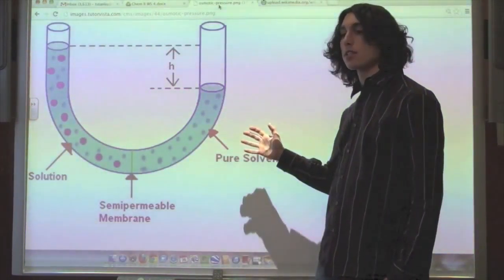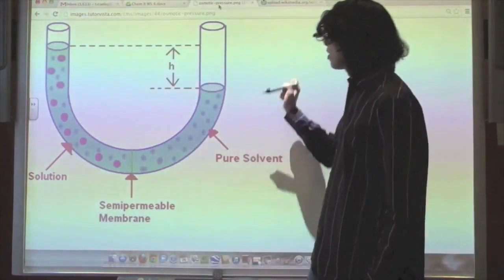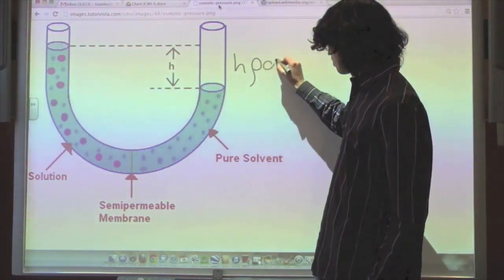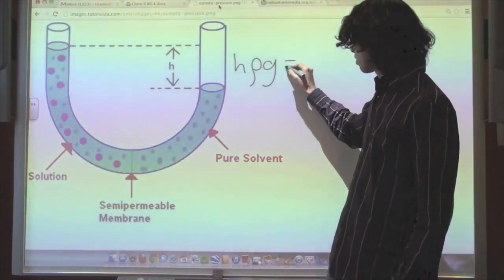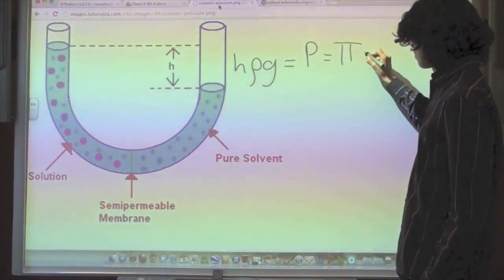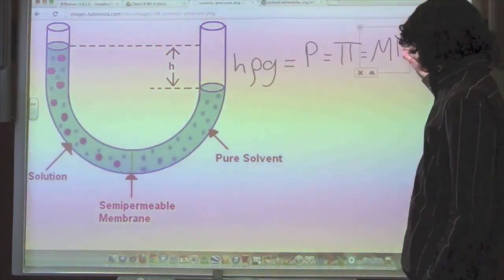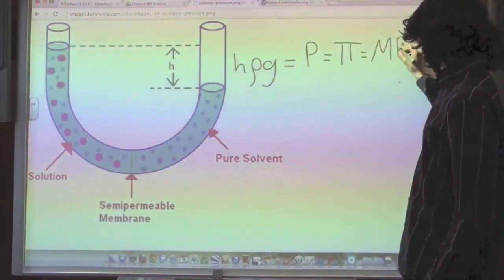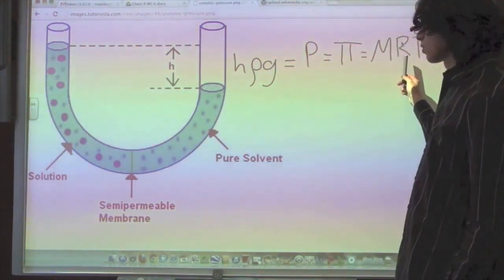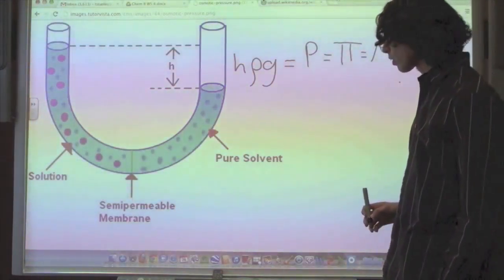Here we have the classic example of osmotic pressure. Here's the pressure difference, H, which relates to pressure in rho g h, which gives us pressure, which here is equal to the osmotic pressure, which is equal to MRTi, which is the molarity, the universal gas constant, the thermodynamic temperature, and the van 't Hoff factor.